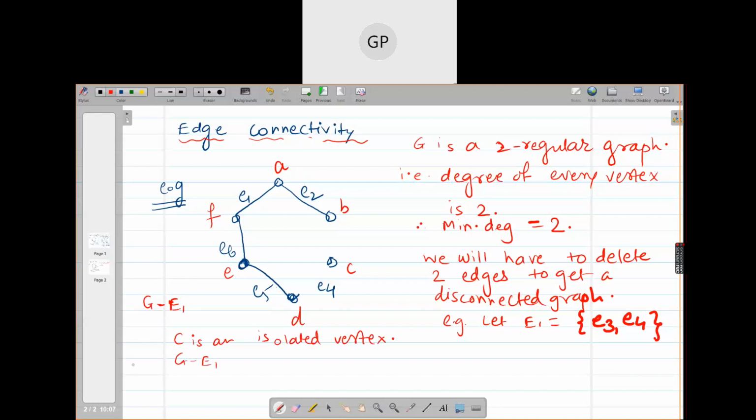G minus E1. What are the number of components in G minus E1? 2. Therefore, G minus E1 is a disconnected graph. So which 2 edges should you delete? The edges which are incident on the same vertex. Otherwise, what will happen? Suppose I delete, instead of E3 and E4, E3 and E5, will the graph become disconnected? We will have to check that.